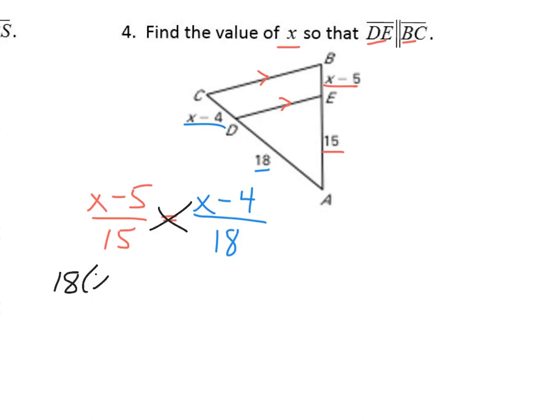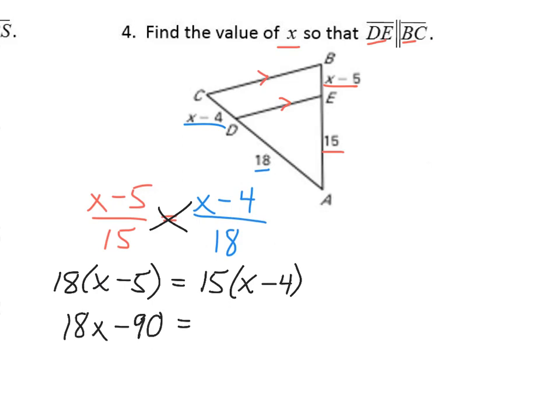So we have 18 times x minus 5 on the one side, and then I have 15 times x minus 4. So it looks like I'm going to end up with 18x minus 90, and over here I have 15x minus 60. So when I rearrange this, I'm going to end up with 3x equals 30. So x is going to be 10.